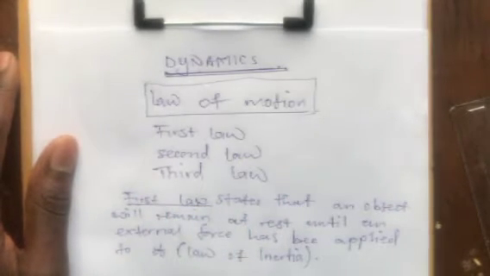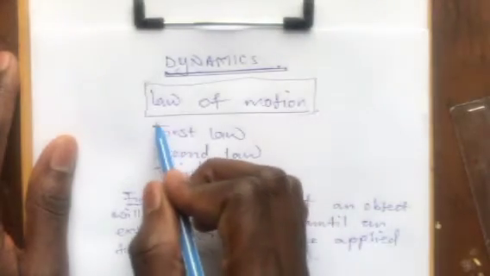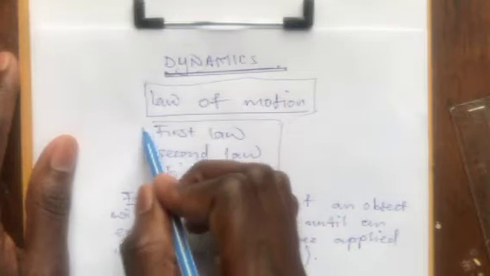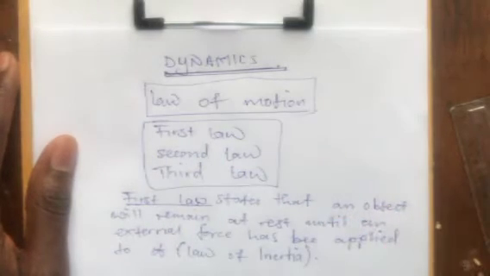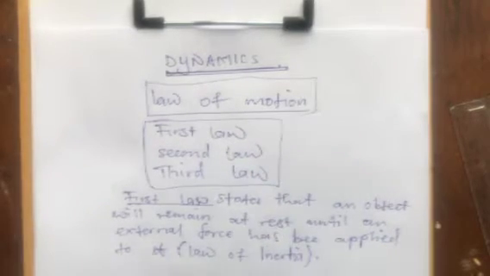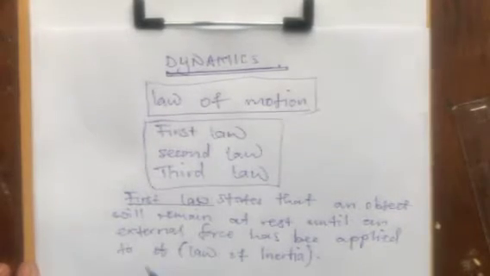So under dynamics, the first thing you need to understand is the laws that were discovered by Sir Isaac Newton. There are 3 of them. In that previous video, I even explained each law, so I'll just do a recap based on what I talked about in that same video.